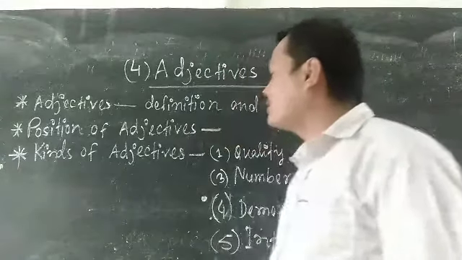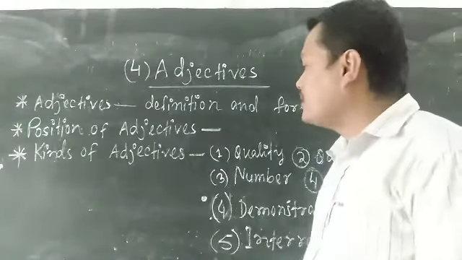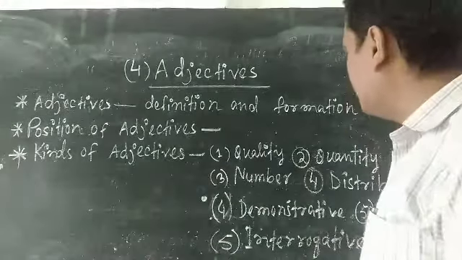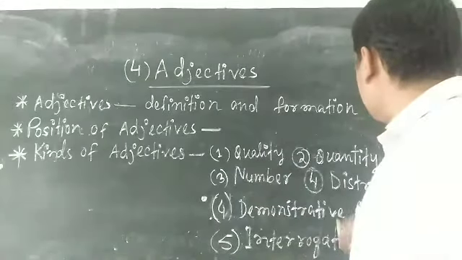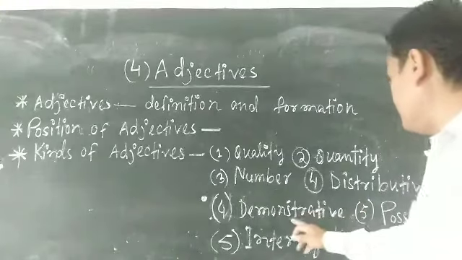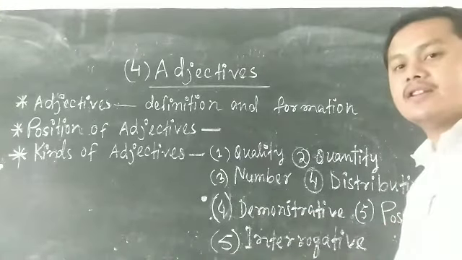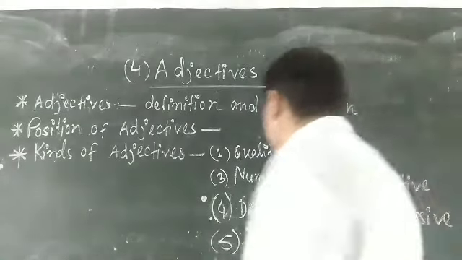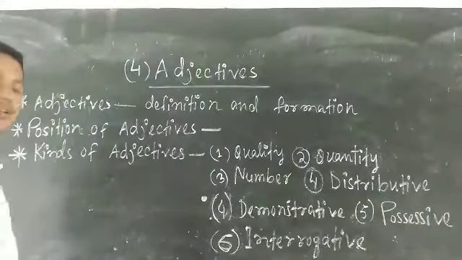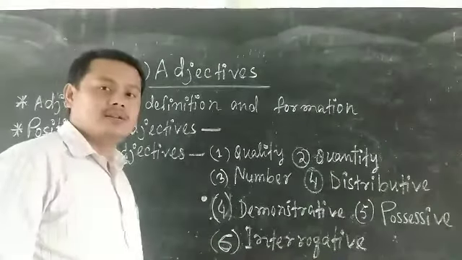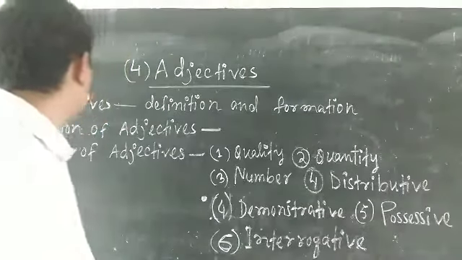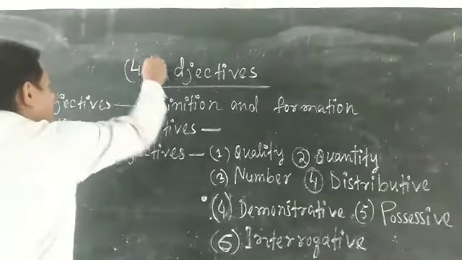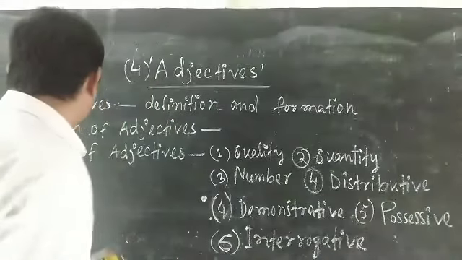And the third and last topic of this video is kinds of adjectives. How many kinds of adjectives can we see? Given in the book: adjectives of quality, quantity, number, distributive, demonstrative, possessive and interrogative. My dear students, you can see these kinds of adjectives. So we will go through all these points from this chapter in this first video. So my dear students, let's see adjectives. Since the name of the chapter is adjectives, that's why we must see adjectives.